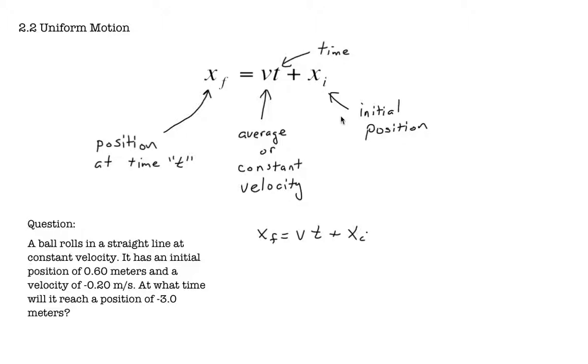And again, initial position doesn't mean first ever position of the object in the history of ever. It means at time zero. When time is zero, where is the object? It's at its initial position.